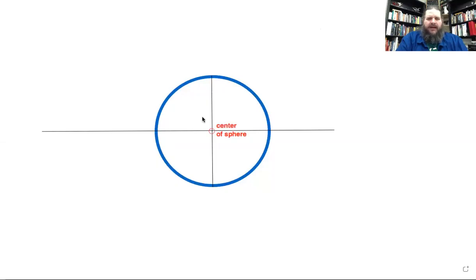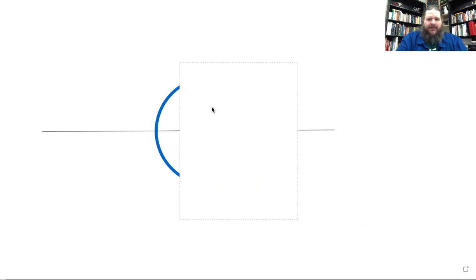Okay, so let's say we have a sphere made of some sort of reflective material and we've marked the center, but we don't really need the entire sphere. Let's say we just have a portion of a sphere, but we still care about where the center of that sphere is. And let's say we've got a horizontal ray of light coming in from the left, like this.